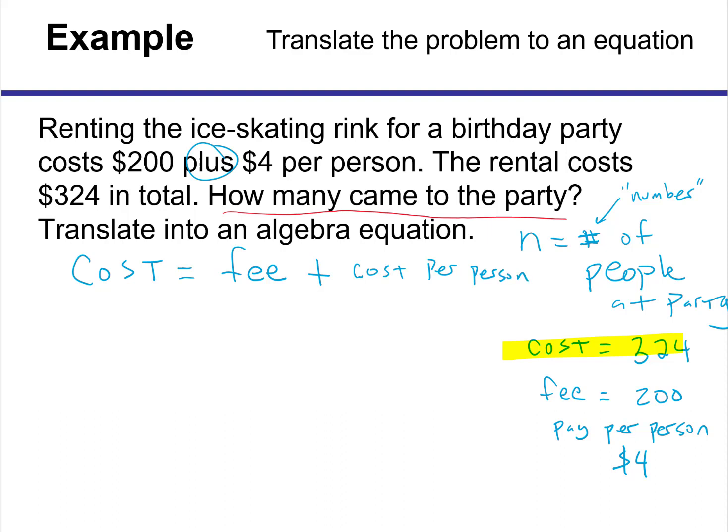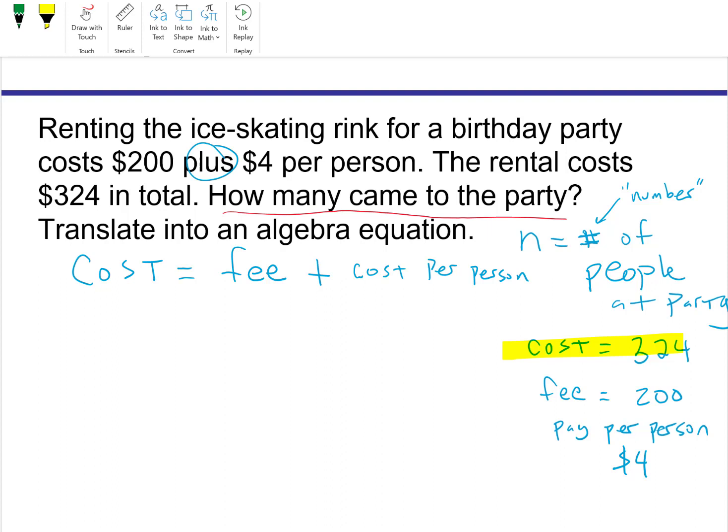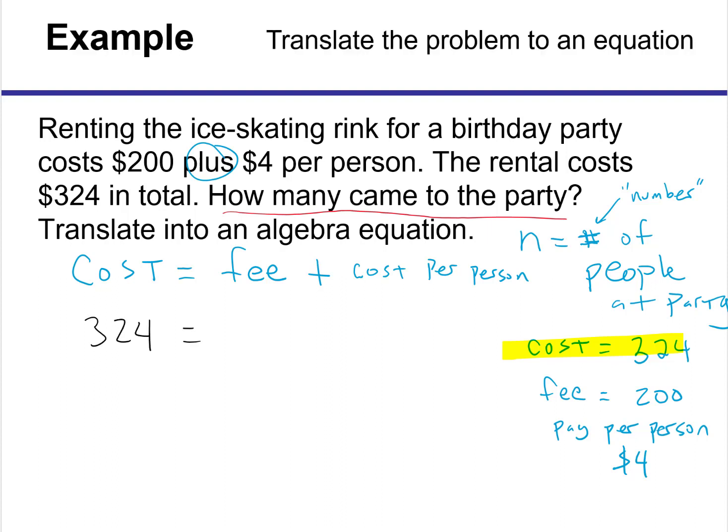Okay, now sometimes if you can analyze the words and come up with the idea of the big thing, in this case the big thing is cost. In math we call this a verbal model. It's kind of like a baby equation. It's a word equation. But once we get the word equation, we can use it as a baby step to the algebra equation because we know the cost is $324. We know the fee was $200 plus we got to figure out the cost per person.